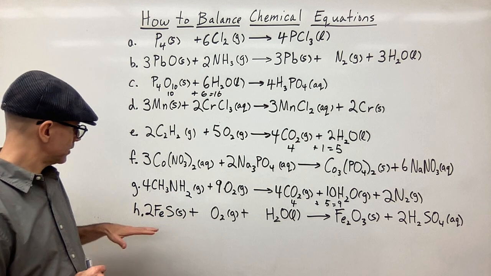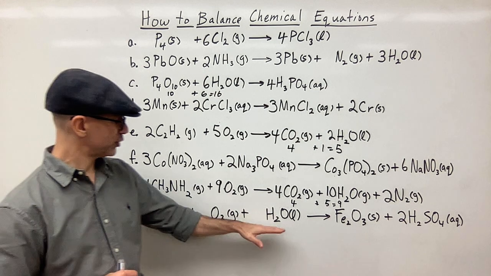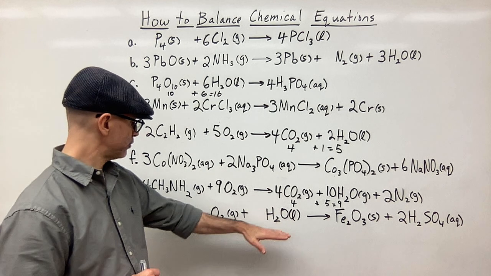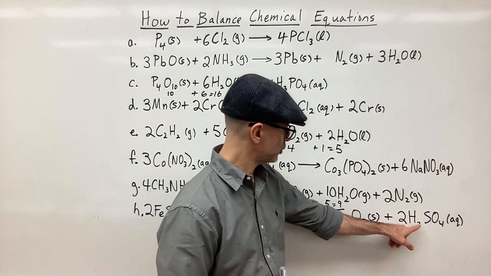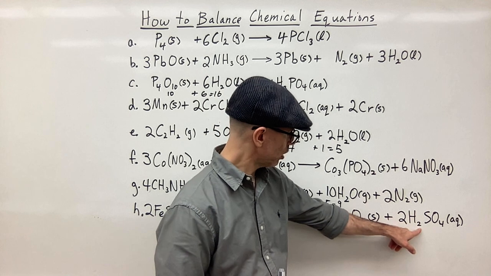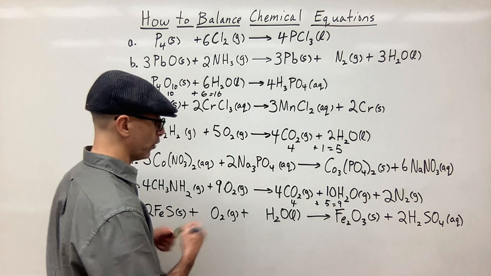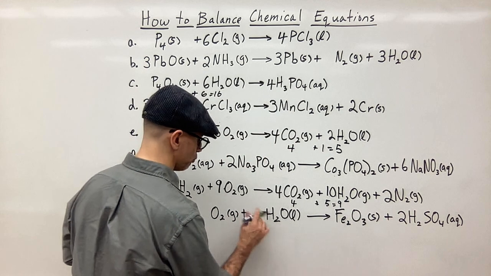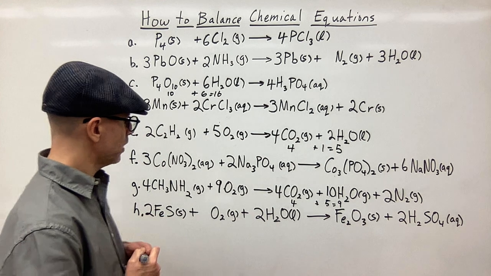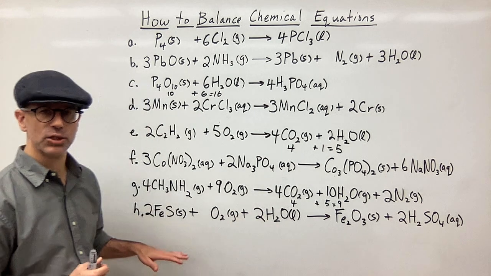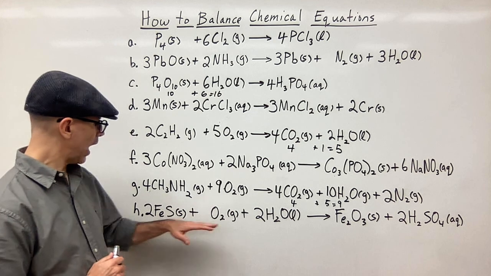And then next, we have hydrogen. So hydrogen, I have 2 hydrogens on this side. And over here, I have 2 times 2 is 4. So I'm going to have 2 times 2 to get 4 here. So 2 is put there. So now all of my elements are balanced except for oxygen.